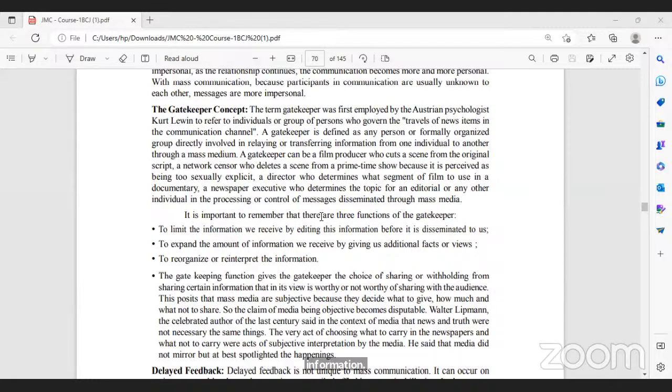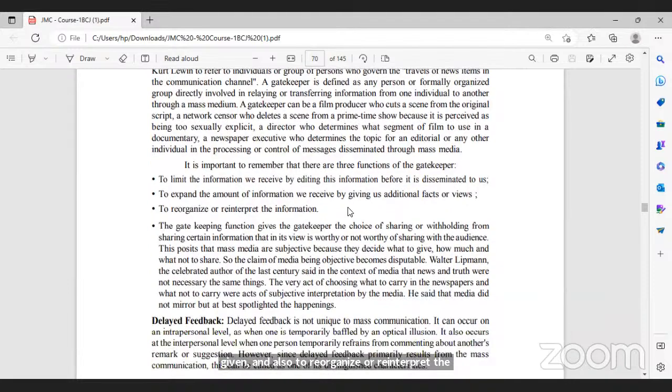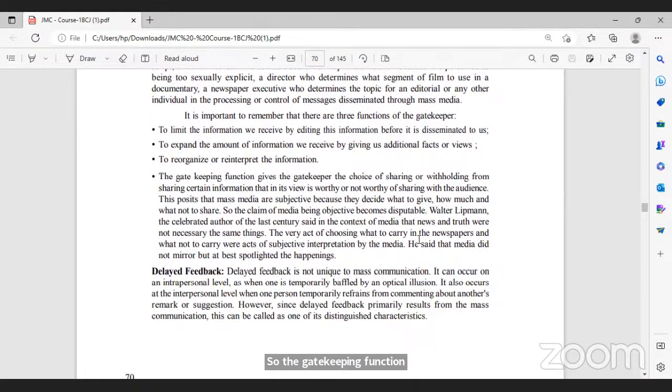However, there are important points, and especially there are three functions of a gatekeeper. The first is to limit the information we receive by editing it before it is disseminated. So the editing, sub-editing and the editorial policy will go according to that. Then it is to expand the amount of information we receive by giving additional facts or views. It all depends on what kind of information has to be given. And also to reorganize or reinterpret the information. So the gatekeeping function gives the choice of sharing or withholding certain information. It could depend upon the audience, or upon the editorial policy. So this is about gatekeeping.